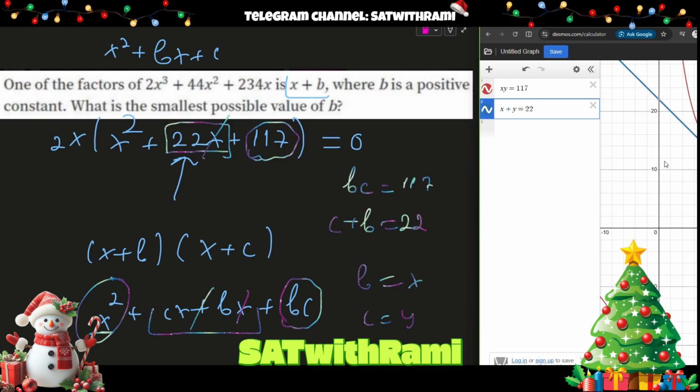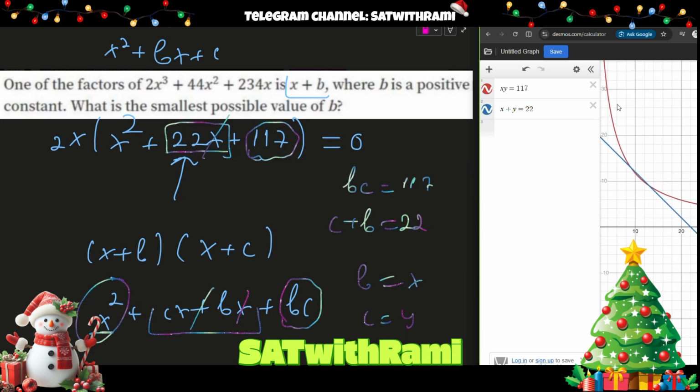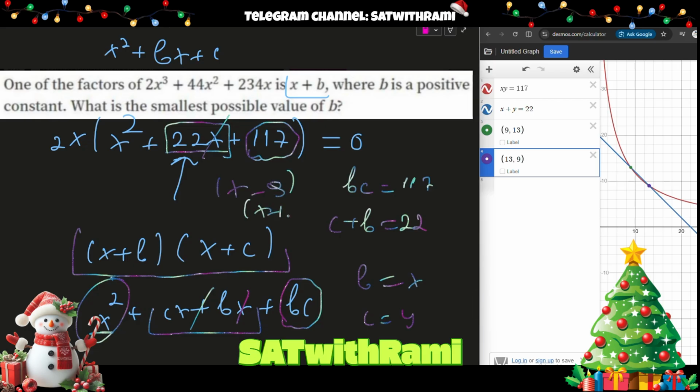Now, if I zoom out, I will see that there are two equations and they are intersecting at 2 points. The first one is this and the second one is this. Now in this case, because I already wrote my equation in this style, I don't have to say x minus 9 or x minus 13. It is just 9 and 13. And again, because we're looking for the smallest possible value of b, we will just take 9 as the correct answer. That's it. 9 is our correct answer. Thank you for watching. I hope you understood it.